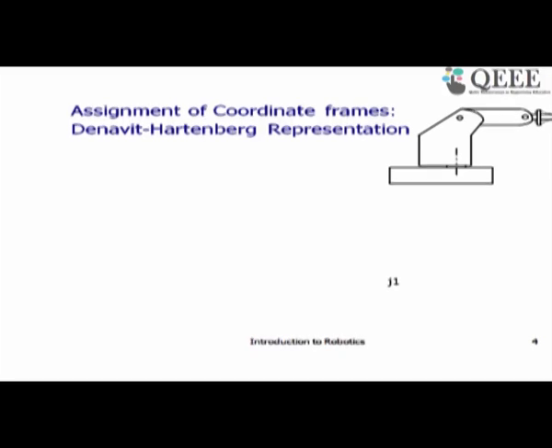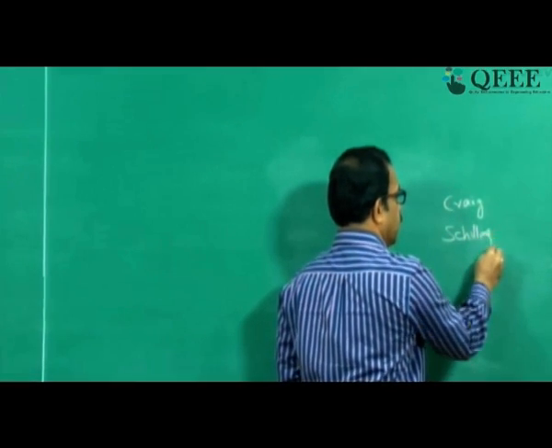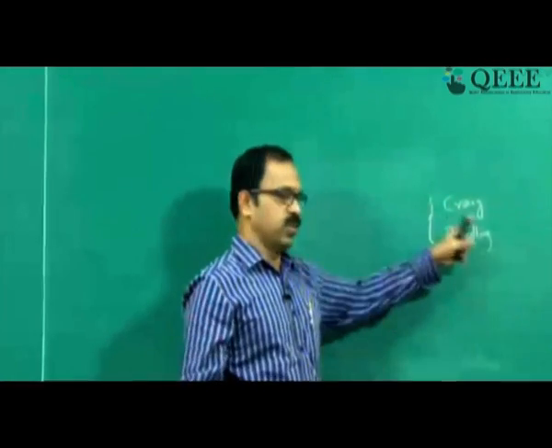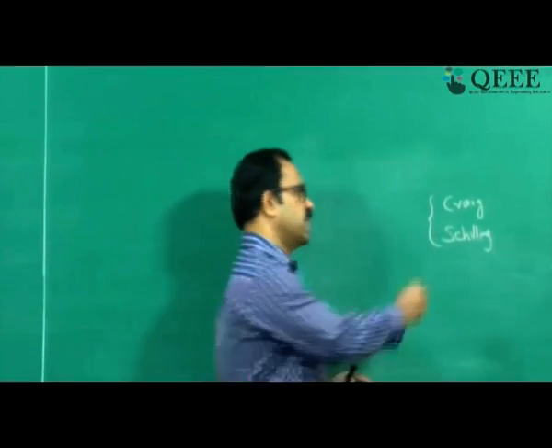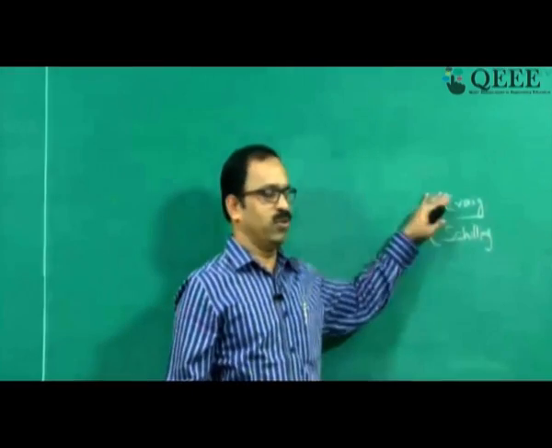Before doing this, let me warn you that there are multiple ways to do this, and textbooks do it in different ways. If you look at the book by John Craig, it is done in one method, and if you look at Schilling, it is done in a different way. Though both methods lead to the same final result, the approach and the assigned coordinate frames are slightly different, so you need to follow any one of the methods. Whichever is easy for you, follow that.